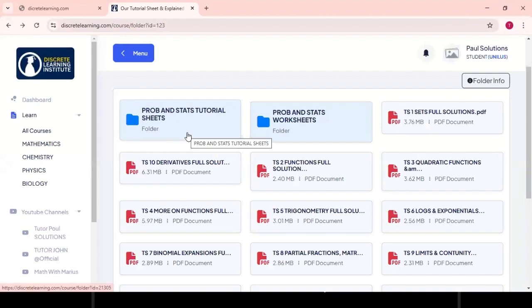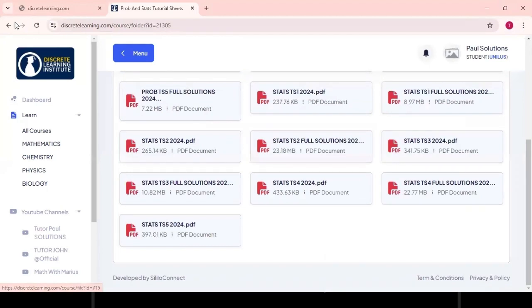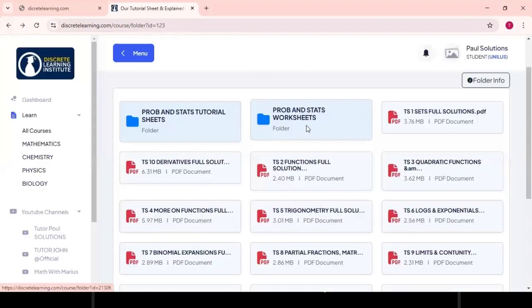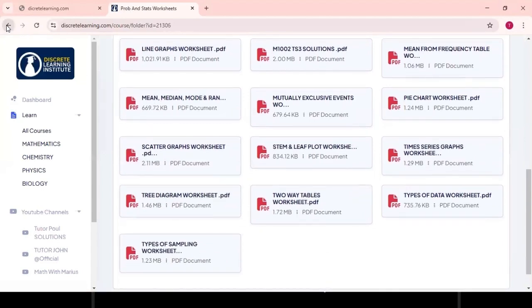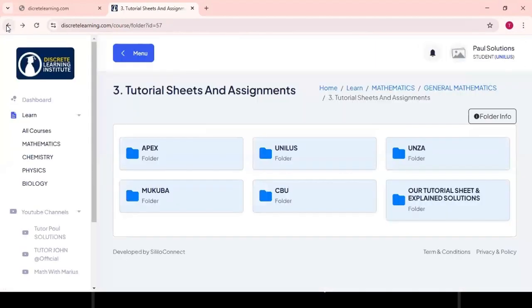And then if you are taking stats and probability, we have some tutorial sheets here. So you can open and then you can check them out. Okay, we also have more worksheets on the probability and statistics. You can check them out there. All right, so we are done with the tutorial sheet folder. Okay, so you just go to your university there.